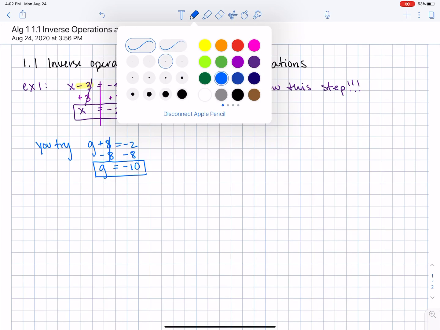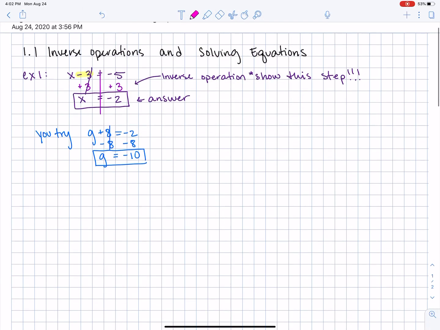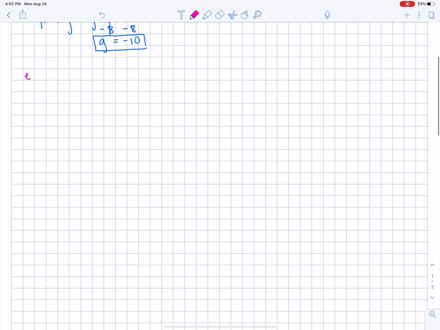Okay, let's look at another example. Example 2. Okay, so 3x is equal to negative 18. When you have a variable, aka a letter, next to a number, it means multiplication. So this really means 3 times x equals negative 18.